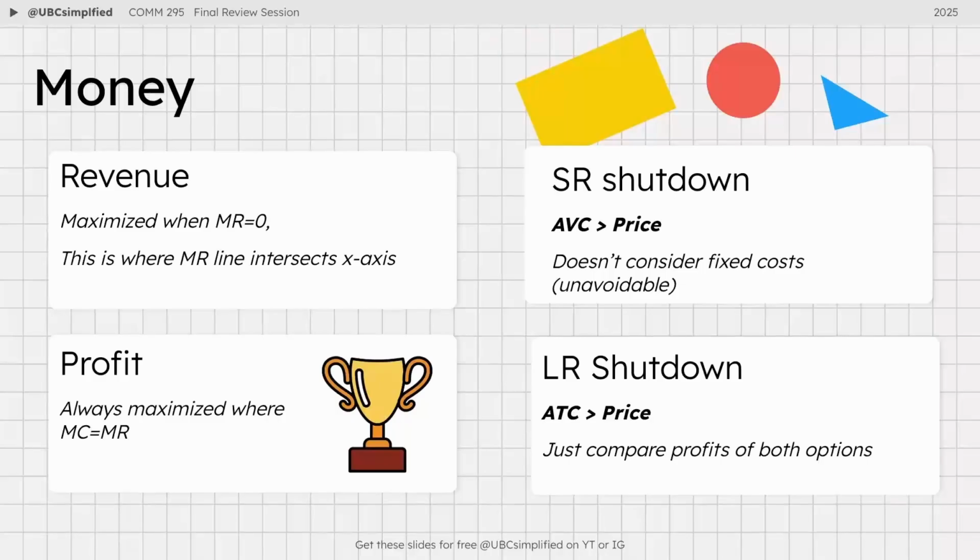That's how you're going to maximize profit. And then in the short run, a shutdown rule is if your average variable cost is higher than price, you're going to want to shut down. But then in the long run, you also have to take into consideration your fixed costs, because now they're avoidable. So if your average total cost is greater than price, you're going to want to shut down and exit the market, because you're going to be losing money.